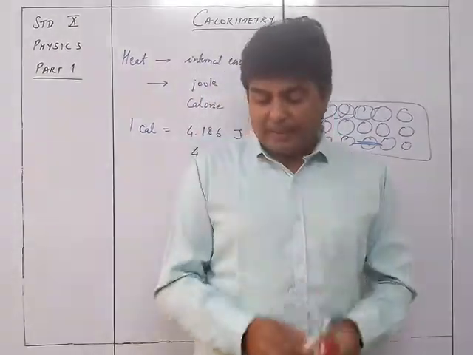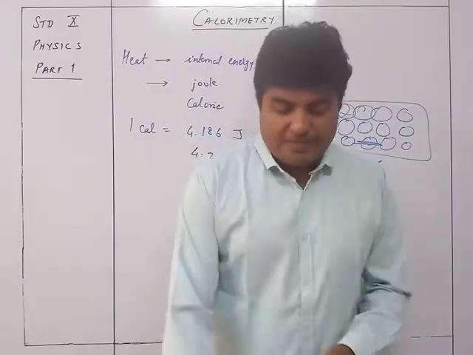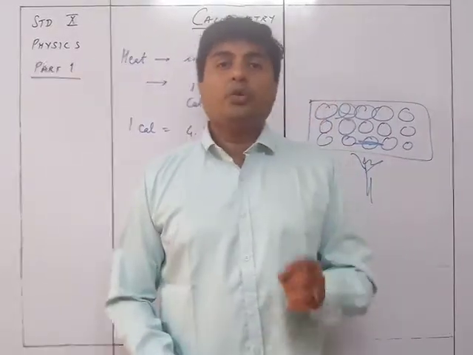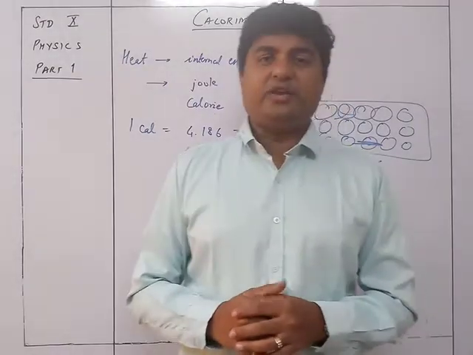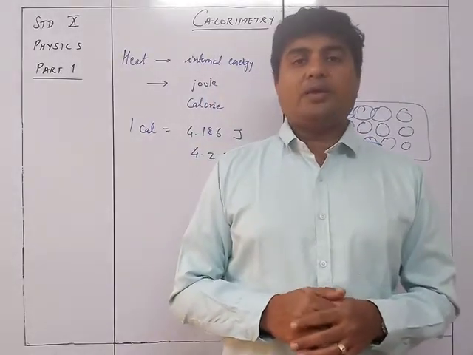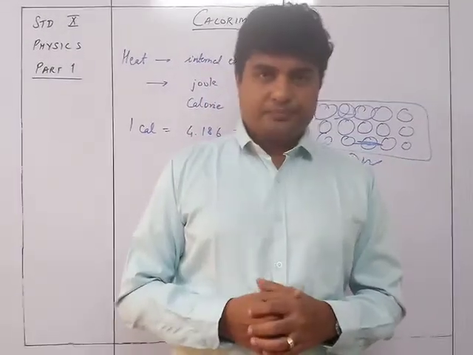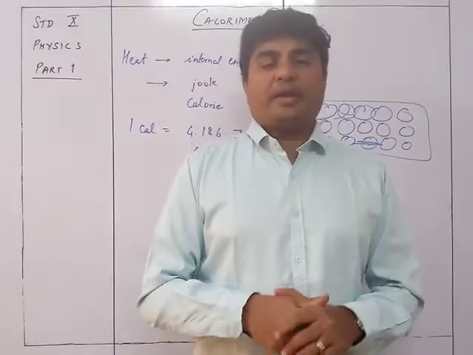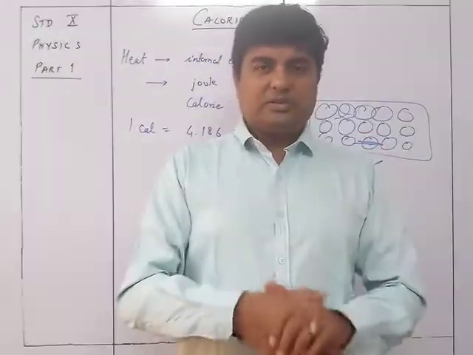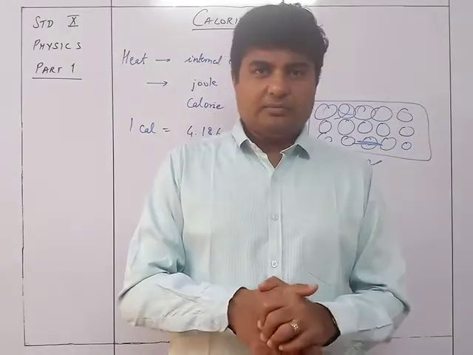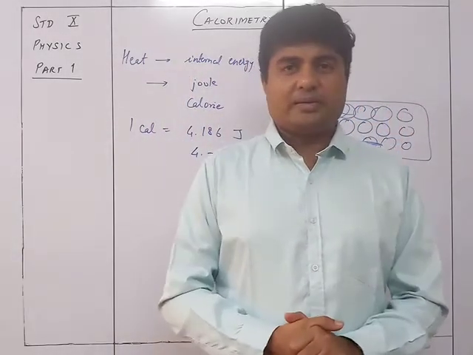We can take a very simple example for this. For example, suppose you take two chairs. One chair is made of iron and the other one is made of wood. And we put both chairs out in the open in summer, where the sun falls directly on them.